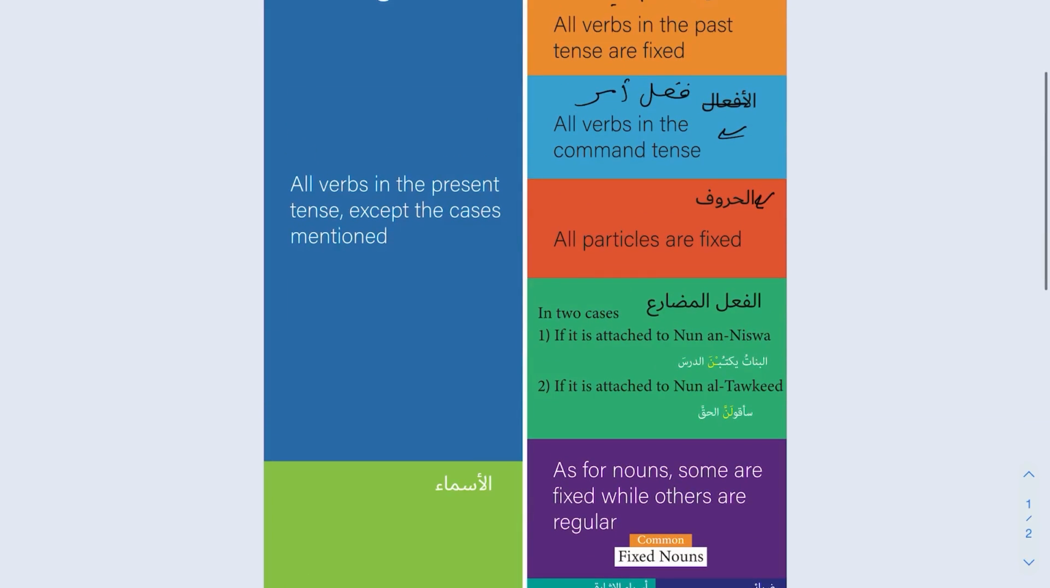And we have fi'l mudari. Fi'l mudari, it has some i'rab. Not all fi'l mudari are mabni, but in these two cases they are mabni. The fi'l mudari, if it is attached with the noon and niswa. What is noon and niswa? It is this form, yaktubna. So if you change the word into the feminine plural form in the third person, yaktubna, yajlisna, yakra'ana, yadhabna, then it always ends with the sukun, yadhabna.